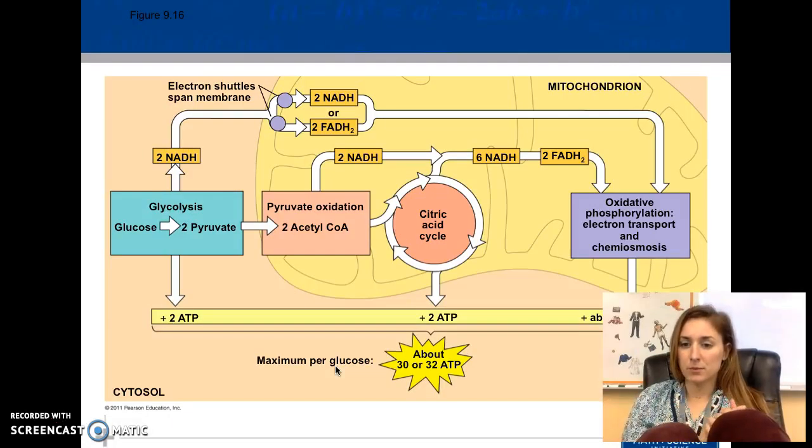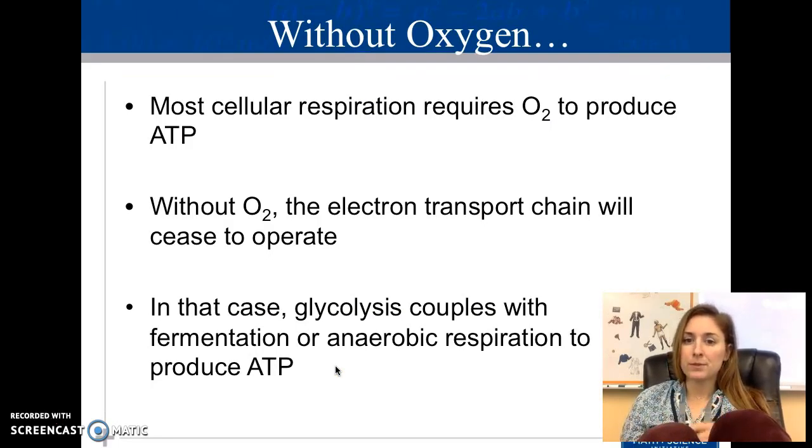So this is the summary of aerobic respiration. It happens when oxygen is present. We make a yield of about 30 to 32 ATP. What happens when we don't have oxygen? Without oxygen, the electron transport chain will cease to operate.